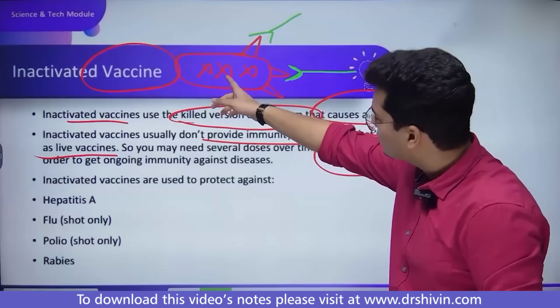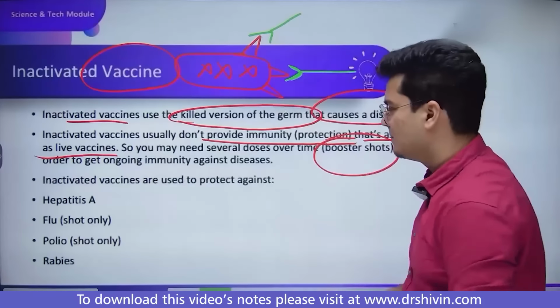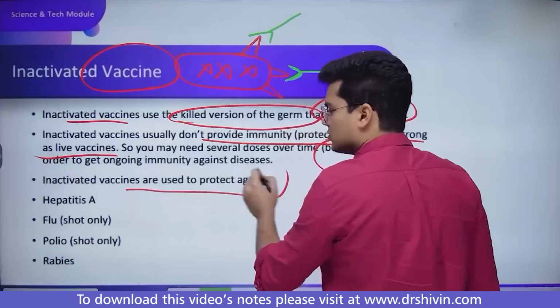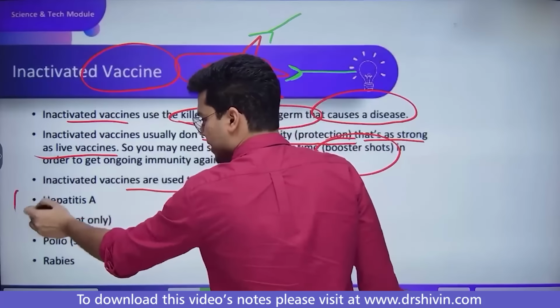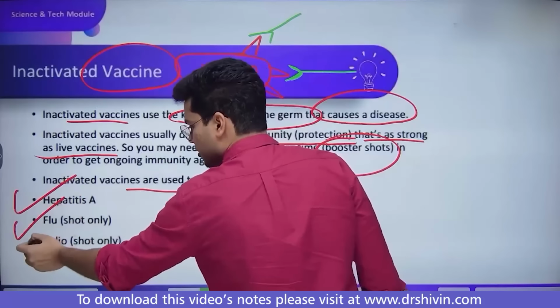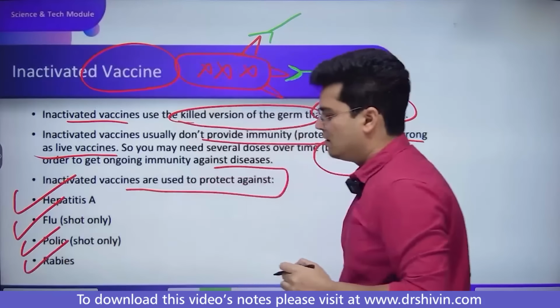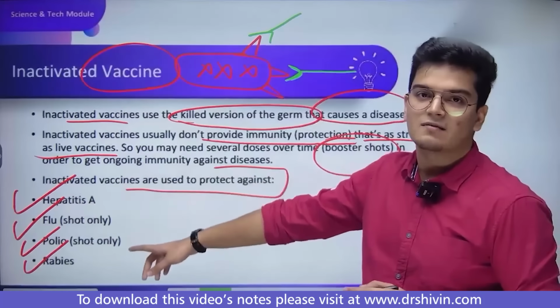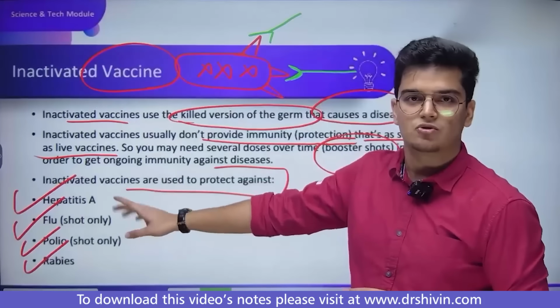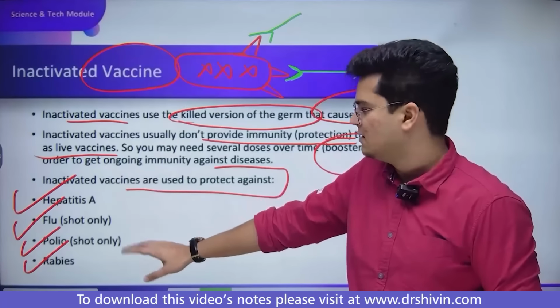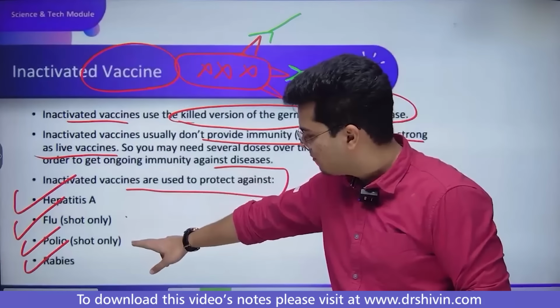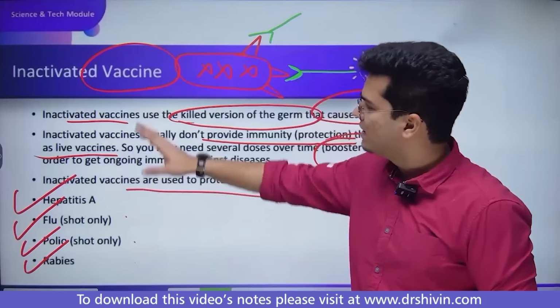I am killing the pathogen, just giving the antigen. Now, inactivated vaccines are used to protect against which diseases? Hepatitis A, flu, polio, rabies. These vaccines are inactivated vaccines. This list I will ask you to remember because sometimes it's asked. Hepatitis A, flu, polio and rabies have inactivated vaccines. Okay. Now, the second type is live attenuated vaccine.